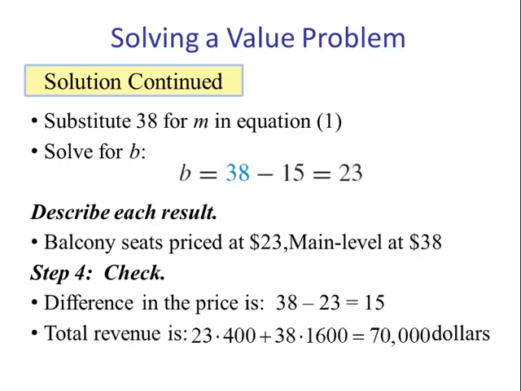And the total revenue will be the cost, 23, times the number of tickets for the balcony, which is 400, plus the cost, which we found M to be $38, times the number of main level seats, which is 1,600. These two add up to be 70,000, so it checks.